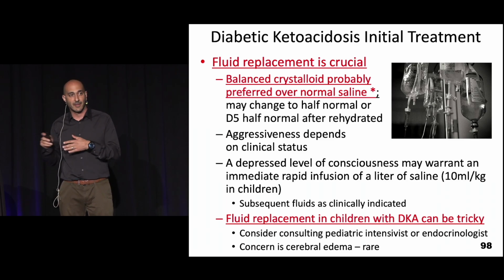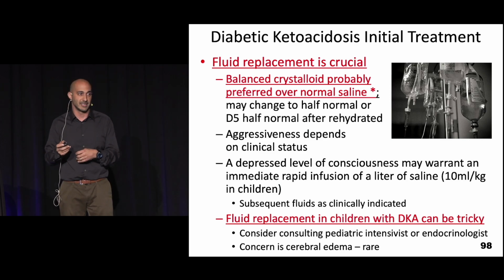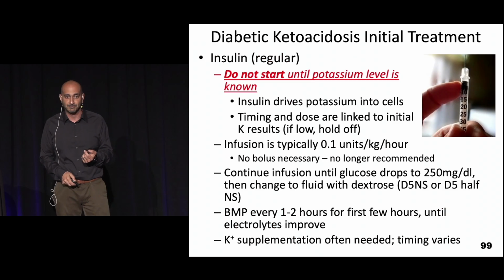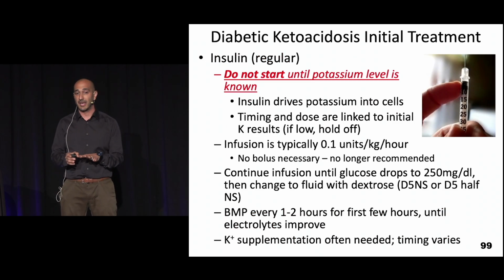And then 3, the last thing that we do is get the insulin on board to get the sugar into the cells and bring your acidemia down. It's not to bring down your blood sugar. It's to correct your acidemia, bring the blood sugar into the cells so they can get back to normal metabolism. All right, we just talked about this. Don't start until the potassium level is known.